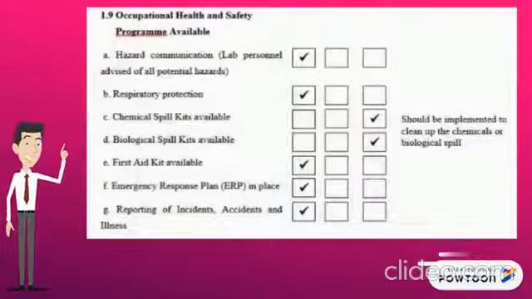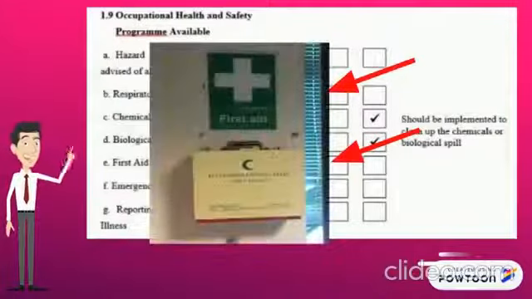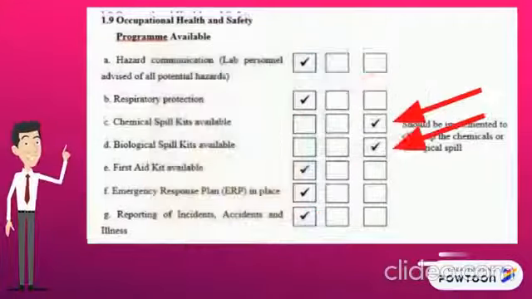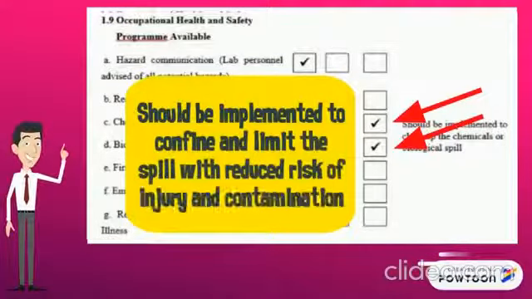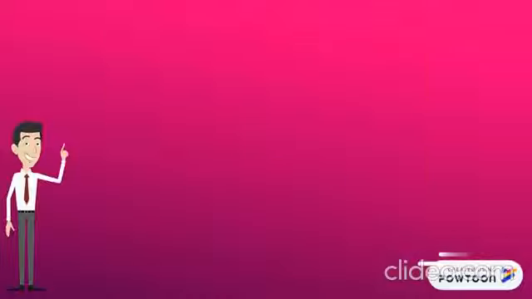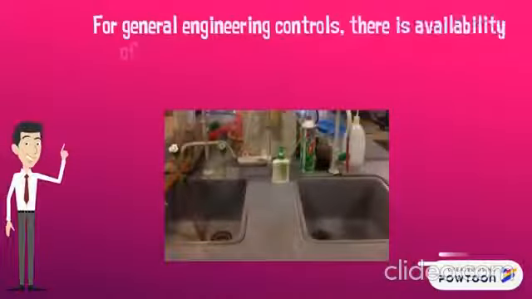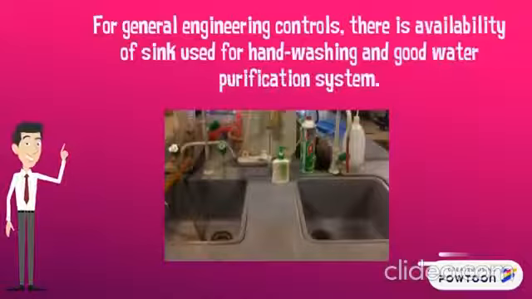For occupational health and safety program, there is respiratory protection, first aid kit as well as emergency response plan. The chemical and biological spill kit should be implemented to confine and limit the spill with reduced risk of injury and contamination. For general engineering controls, there is availability of sink used for hand washing and good water purification system.